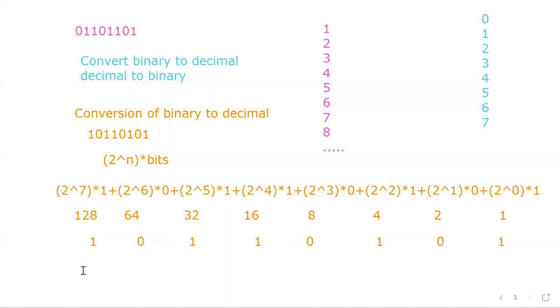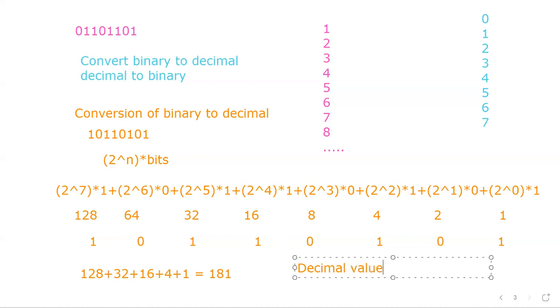Then we solve it. 128 into 1, 128. Plus 64 into 0, 0. 32 into 1, 32. Add 16 into 1, 16. Add 8 into 0, 0. 4 into 1, 4. Add 2 into 0, 0. 1 into 1 equals 181. So what comes? Our decimal value. Okay.